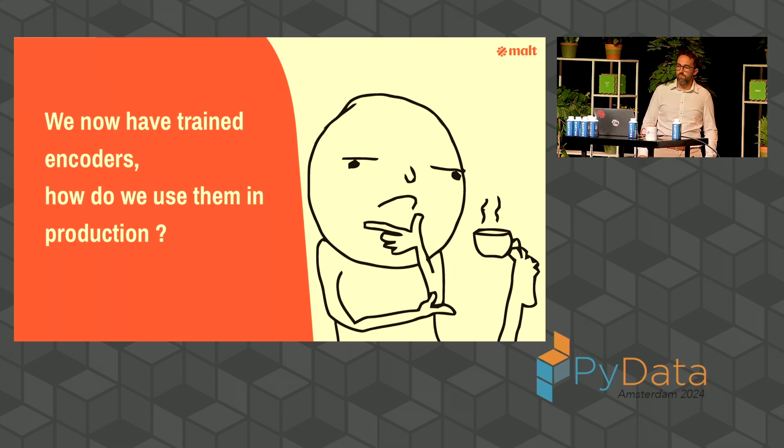OK, so now we have trained these encoders. You've seen the result, not the offline evaluation, but at least the latent space. How do we use them in production, Warren?